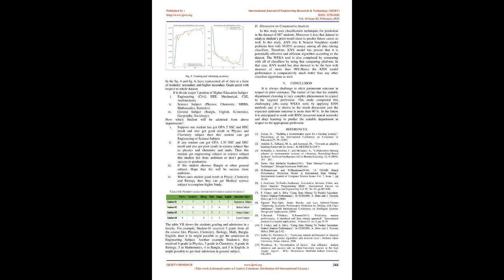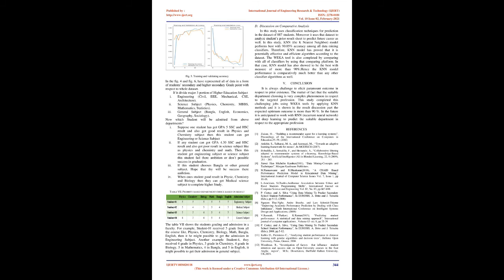Now, which student will be admitted from the above departments? Suppose one student has got GPA 5 in SSC and HSC results and also got good results in physics and chemistry subjects, then the student can get engineering or science subjects. If any student got GPA 4.30 in SSC and HSC results and also got poor results in science subjects such as physics, chemistry, and math, then this student may not get engineering or science subjects. The student may fail their ambition or may not succeed in graduation. If this student chooses Bangla or another general subject, we hope that they will succeed in their ambition.